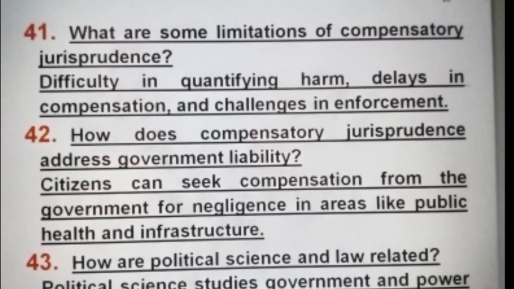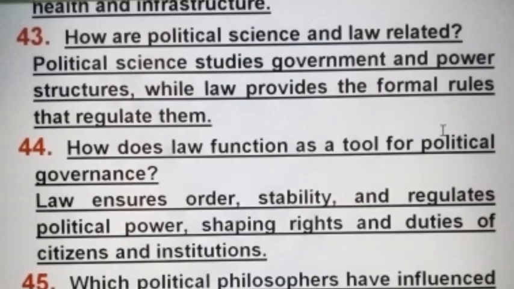How are political science and law related? Political science studies government and power structures, while law provides the formal rules that regulate them. How does law function as a tool for political governance? Law ensures order, stability, and regulates political power, shaping the rights and duties of citizens and institutions.